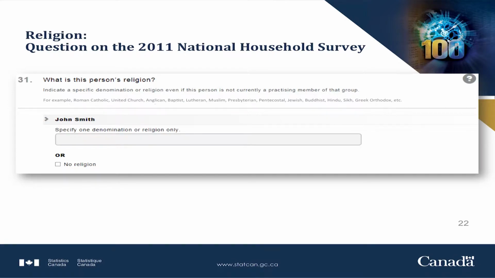So for religion, the final ethno-cultural question. This was a question in 2011. Again, this is a question that's historically asked only every 10 years. It's a straightforward question: what is this person's religion? We asked people to indicate a specific denomination or religion, and there are 13 examples in total. The person can either specify a specific denomination or religion or indicate that they have no religion.